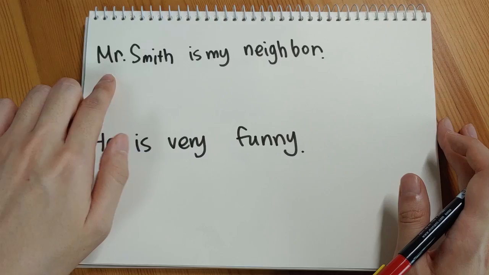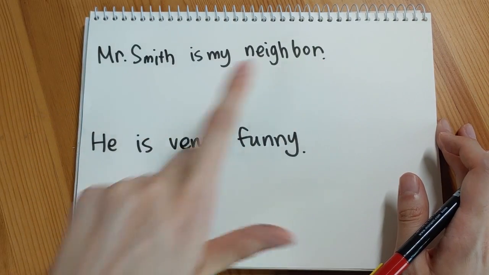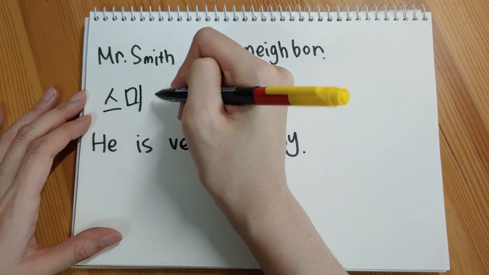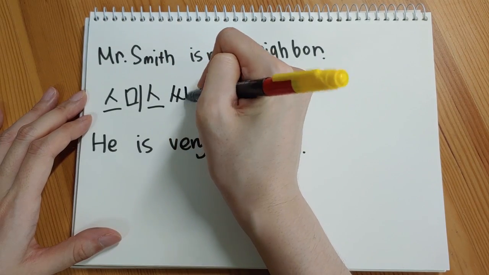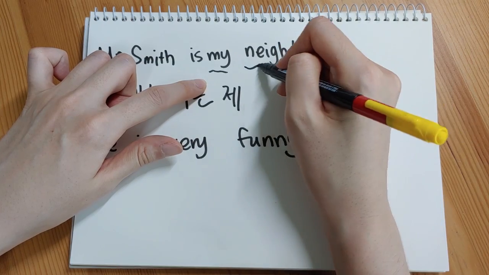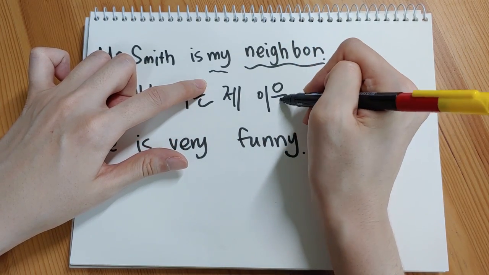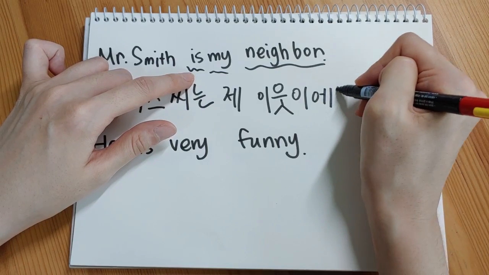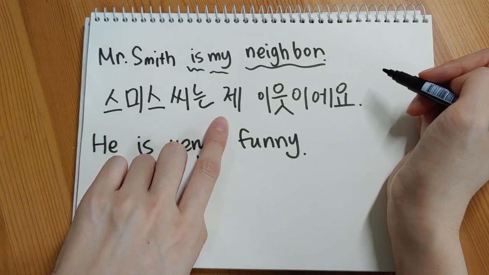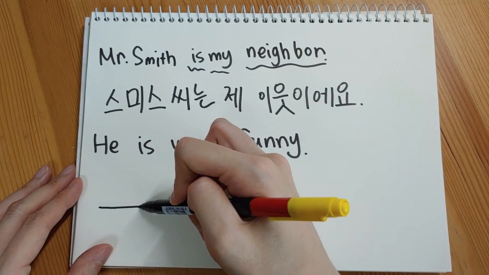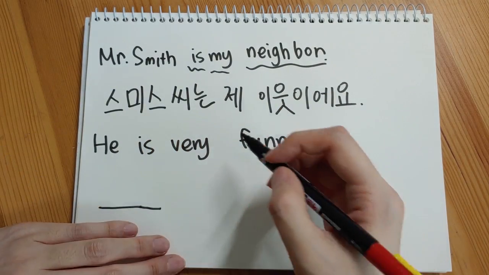And the last sentence, Mr. Smith is my neighbor. He is very funny. So for Mr. Smith, you can say 스미스 씨는 제 neighbor, 이웃. And the verb that corresponds to is 이에요, right? 스미스 씨는 제 이웃이에요. He is very funny. So let's write it without the subject first.